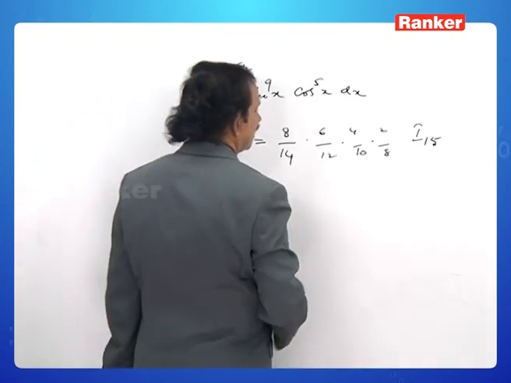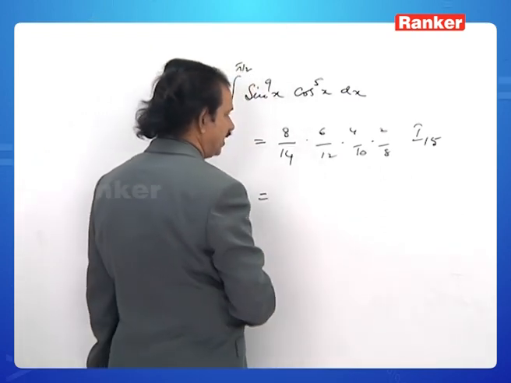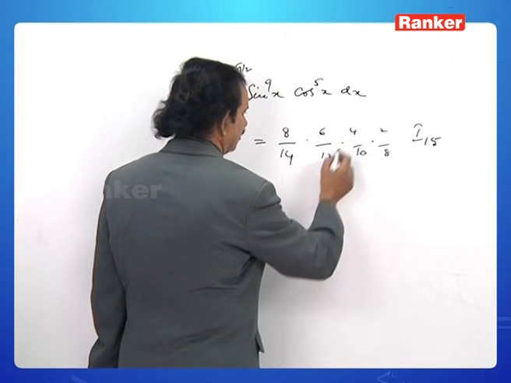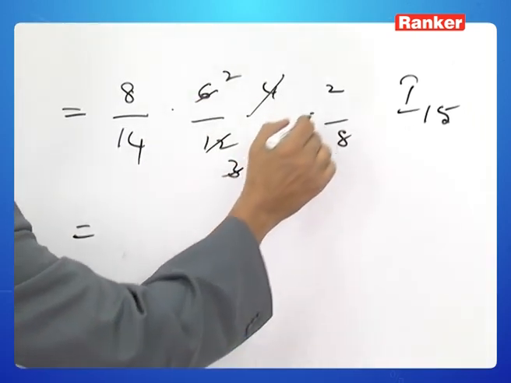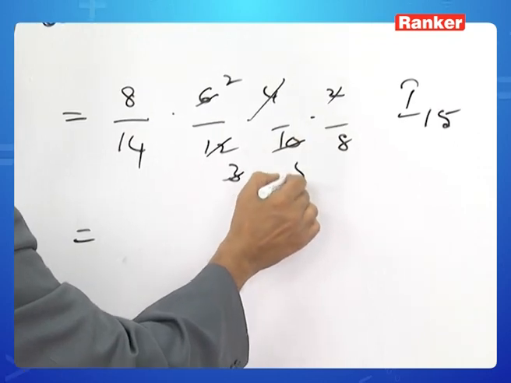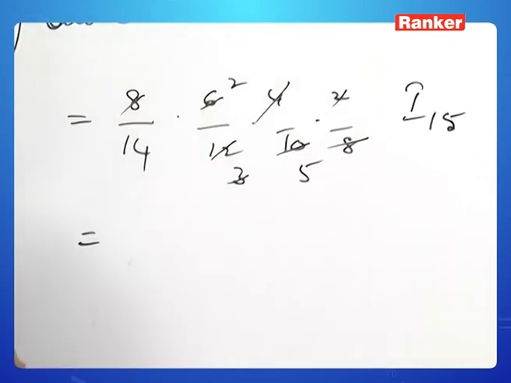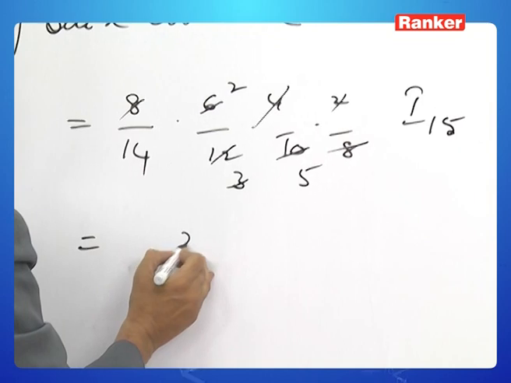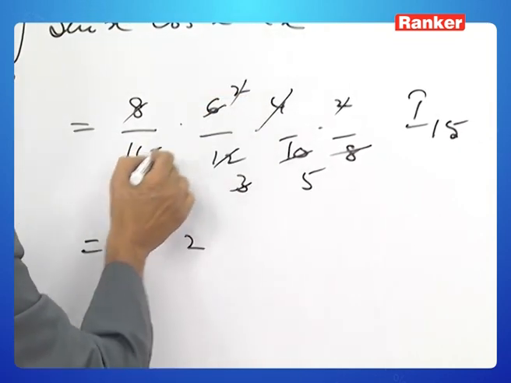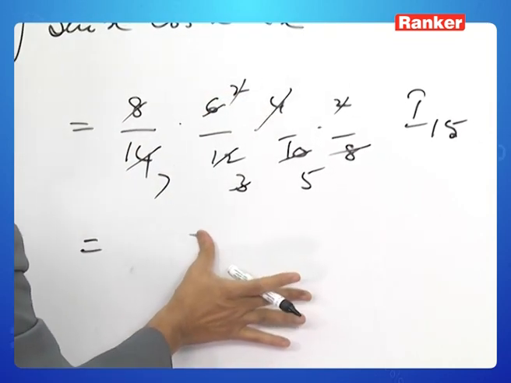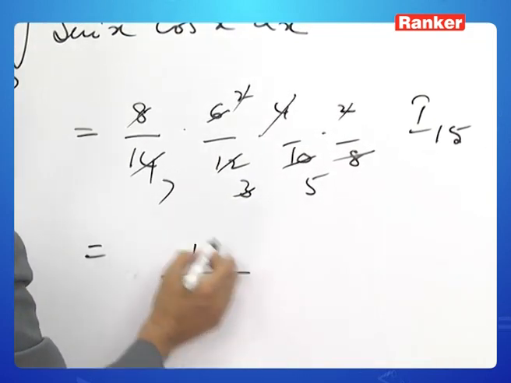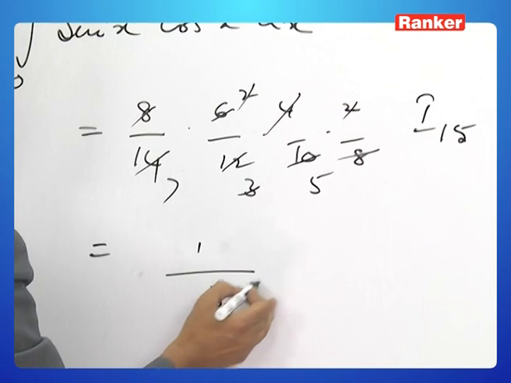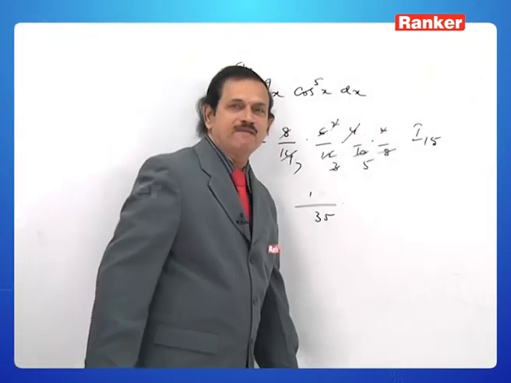Okay, this is equal to, there might be so many cancellations it seems. 4 goes 3 times, 3 goes 2 times, 7 goes 2 goes 5 times, 8 and 8 will go away, leaving you just 2 in the numerator. This 2 goes 7 times again. So that 1 by 7 5, so 35 into what is I15?